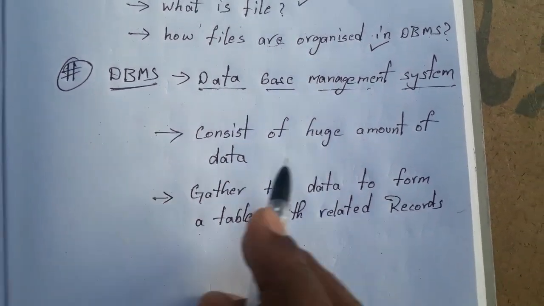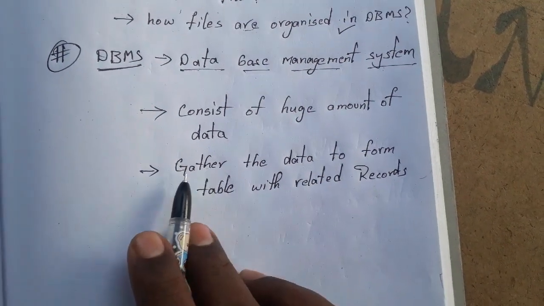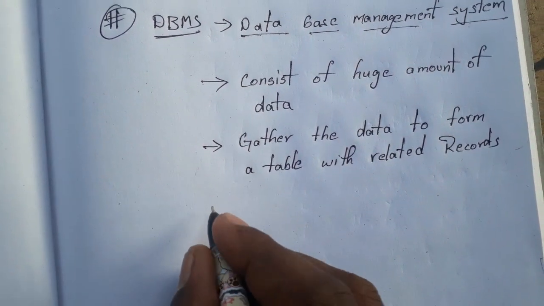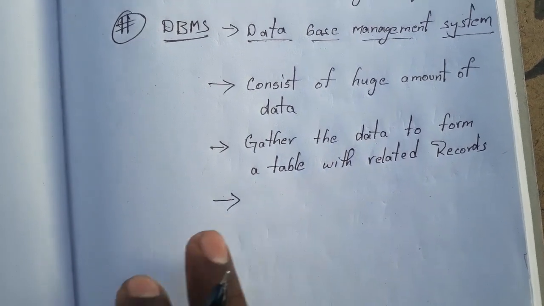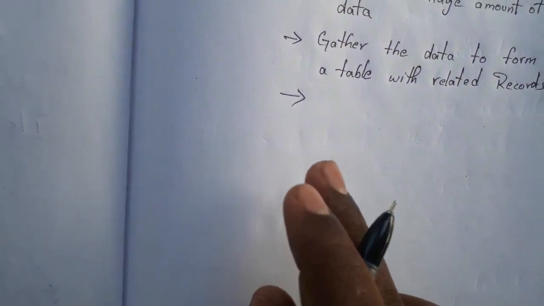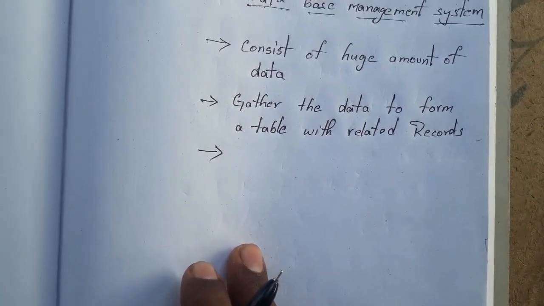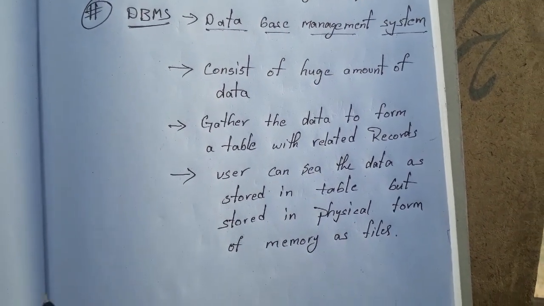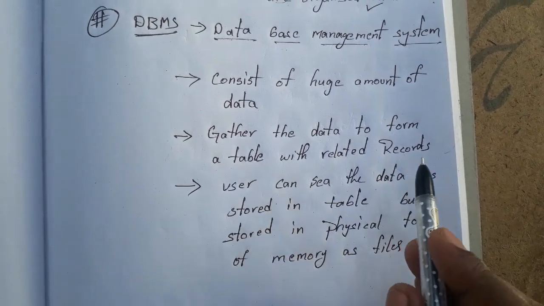Since DBMS is managing of data, DBMS consists of a huge amount of data, and we gather that huge amount of data to form a table with related records. The thing here is, as a user, the user sees the information present in the form of a table, but the actual thing is, the information is stored in secondary memory. A user can see the data stored in the form of tables, but a huge amount of data is stored in physical memory in the form of files. Let me explain with a clear example after making this note. After listening to my explanation, you can get a clear view that the DBMS consists of a huge amount of data, and the data is gathered to form a table with related records.